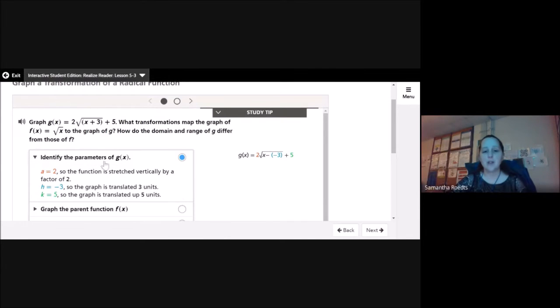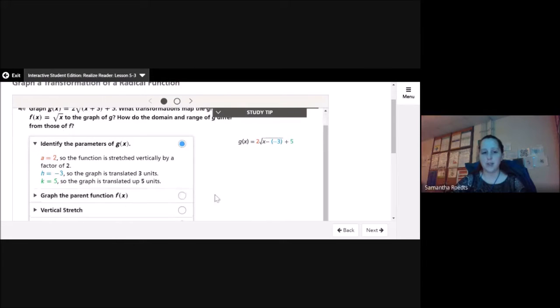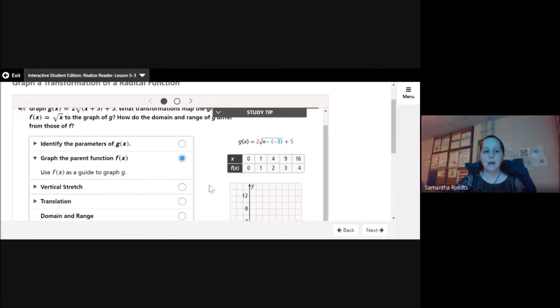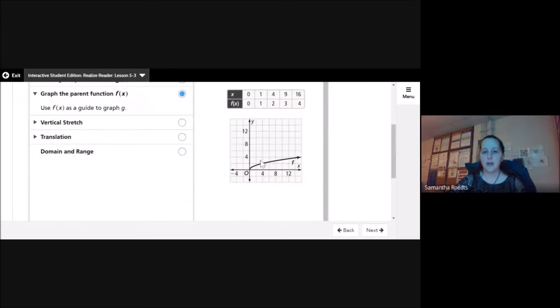So identify the parameters of g of x. A equals 2, so the function is stretched vertically by a factor of 2. H equals -3, so the graph is translated 3 units left. And k equals 5, so the graph is translated up 5 units. I graph the parent function. Okay, so here's my graph.